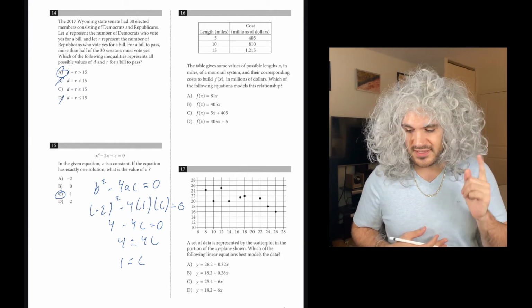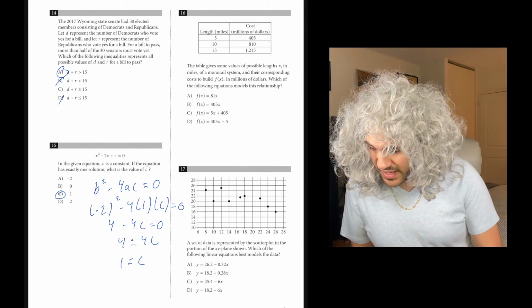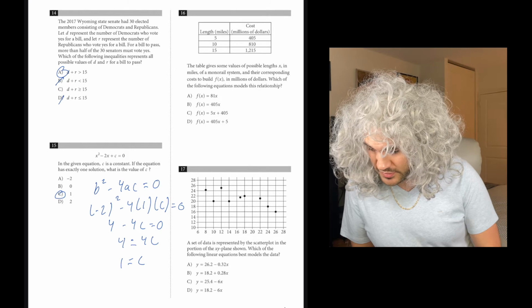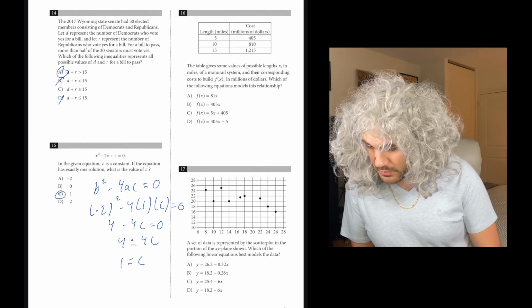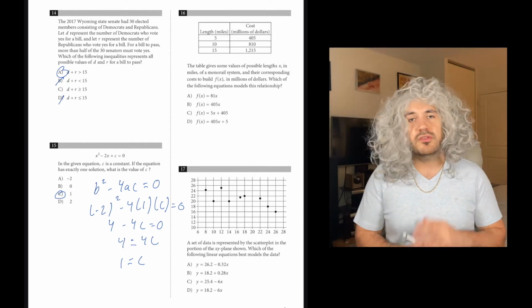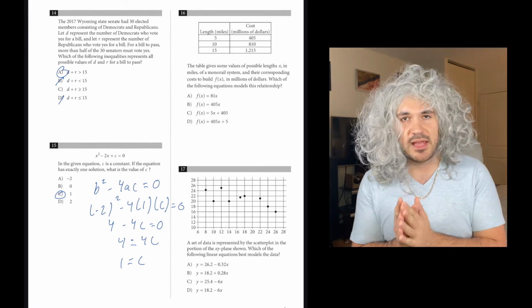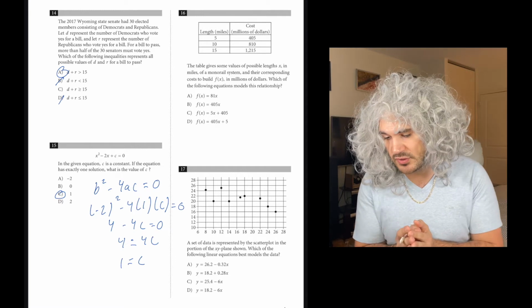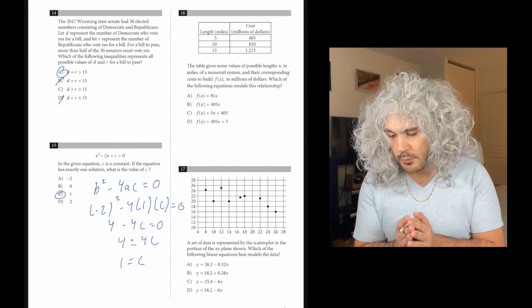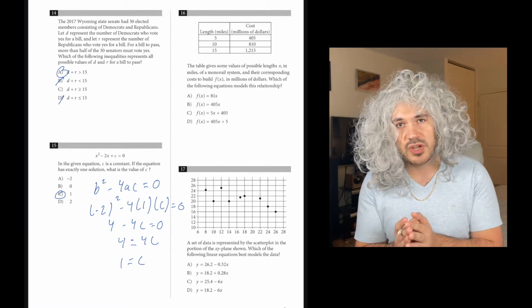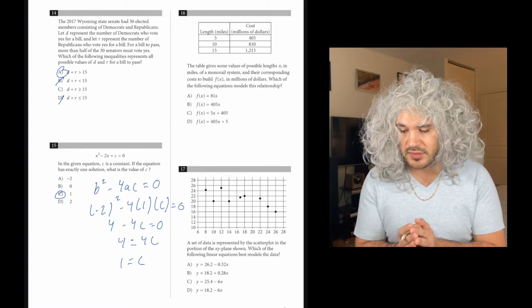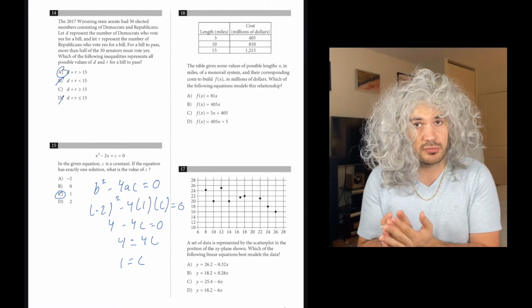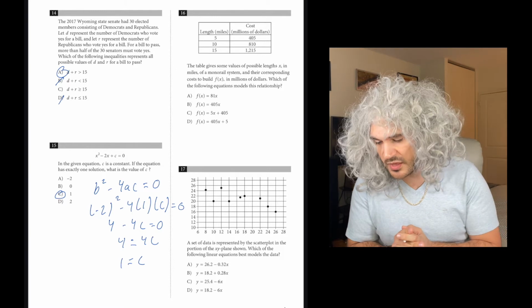Cool. 16. We have a table. We want to know which equation models what's in the table. All you've got to do for this is basically match the equation to the table. Just plug the values from the table into the equations and see what works. Remember to always check all the answer choices, though, because sometimes funky things happen when you don't. So let's try it out.